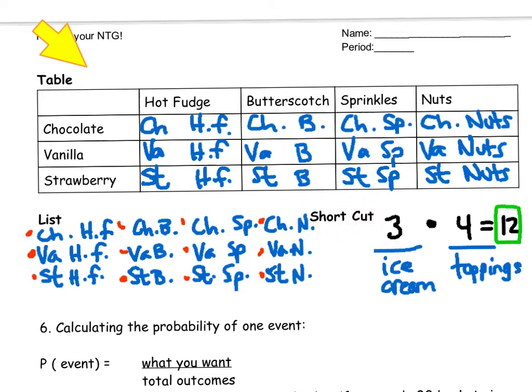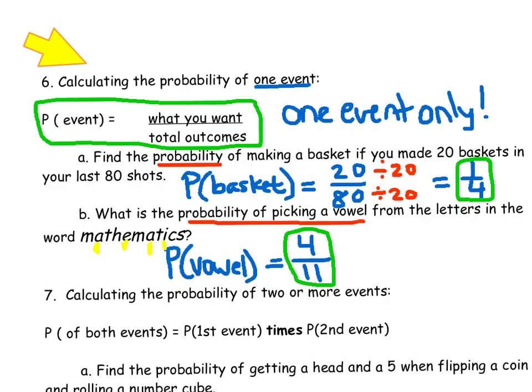Now, the shortcut was what we talked about in class. I would just draw a line for my first decision, the ice cream decision. I knew I had 3 choices. Then I would draw another line for the topping decision, and I knew I had 4 choices. And then I just multiply those two. So 3 times 4 would give me 12 outcomes. Now you can use a shortcut anytime they just ask for the number of outcomes. If they don't make you list them all, then just use a shortcut.